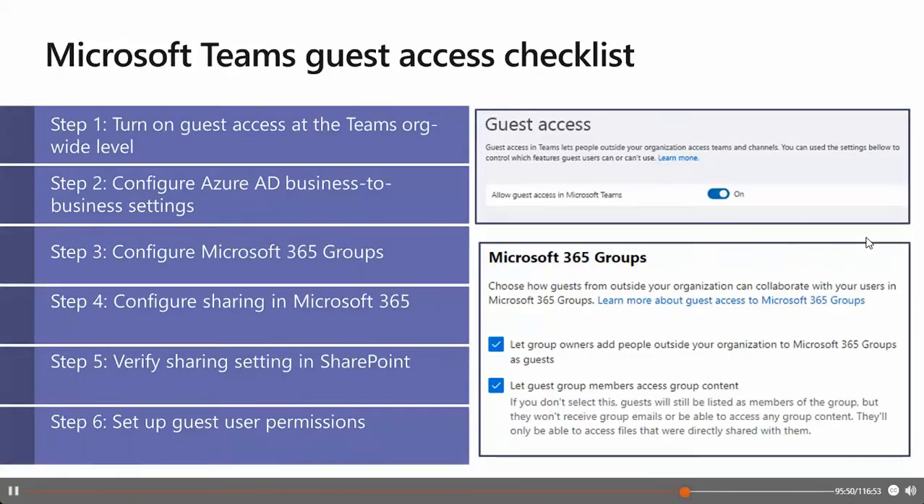The following slide provides you a checklist for Microsoft Teams guest access. So basically the first step, you turn on or off guest access at the Teams organization-wide level. And then obviously you need to configure the related Azure Active Directory business-to-business connectivity settings. So you have two functionalities related to each other. And then we start to configure the Microsoft 365 groups, the sharing options, and to verify the SharePoint options, and to set up the specific guest user permissions in Azure Active Directory and in the typical scenarios in the application itself.